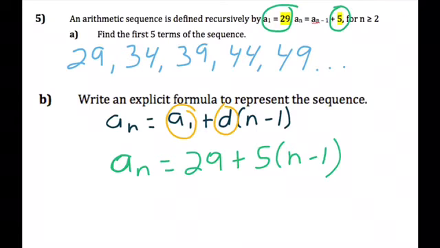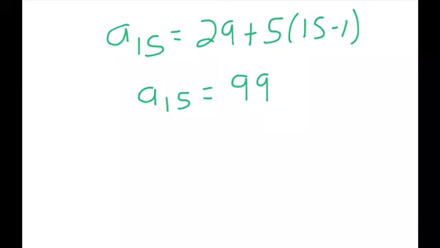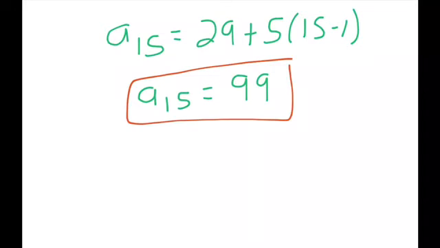Okay, the third step, 5C, says to find the 15th term. So in order to do that, we need to just take 15 and plug it in for n. So we're going to say a sub 15 equals 29 plus 5 times (15 subtract 1). So we have a sub 15 equals, if you put that in your calculator, you should get 99. So we know the 15th term in this sequence would be 99.